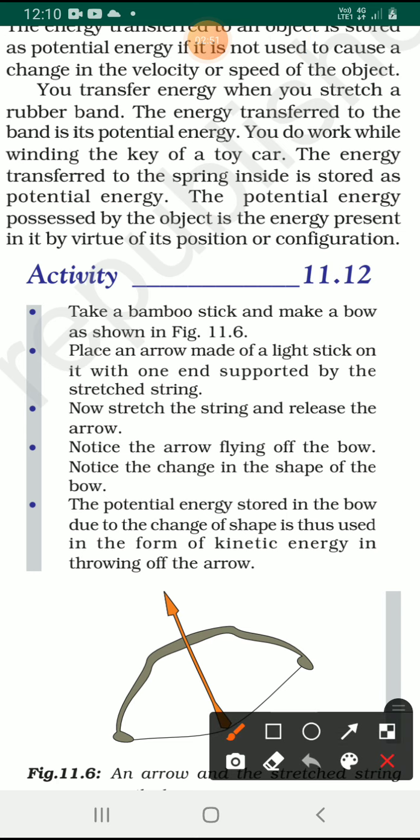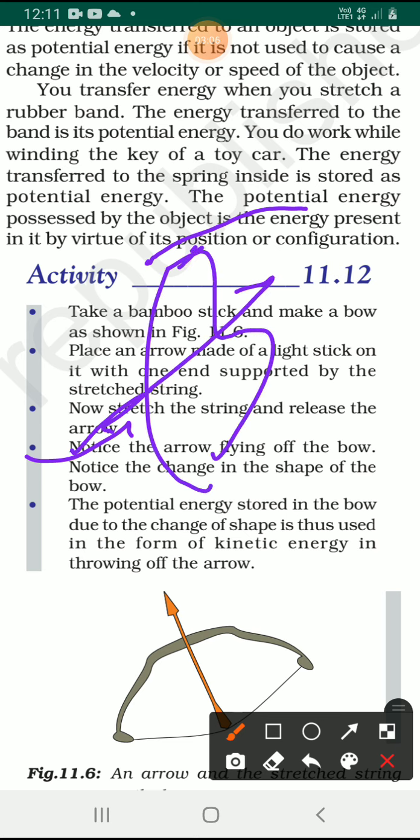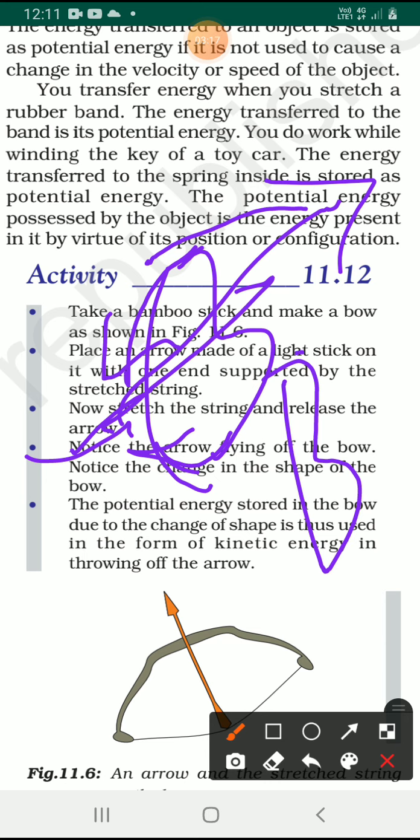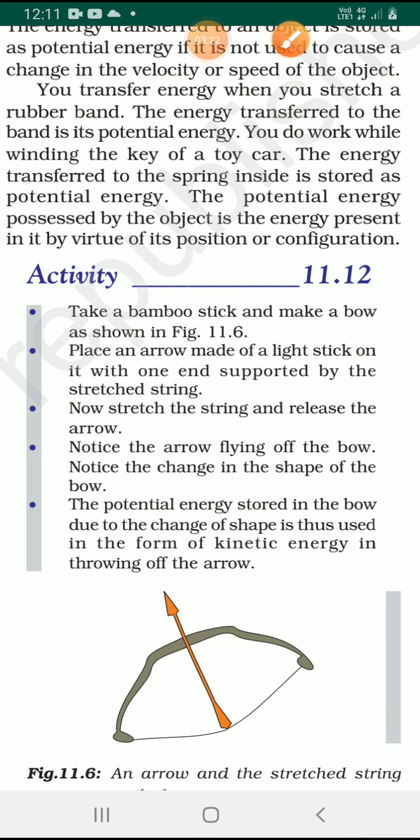So the next point is given. Notice the arrow flying off the bow. Notice the change in the shape of the bow. You know that when you stretch the string of the bow towards the arrow, the shape changes, right? So when you release the arrow, the bow comes back to its original shape, correct? This we know. Okay, so let's try to see what happens.